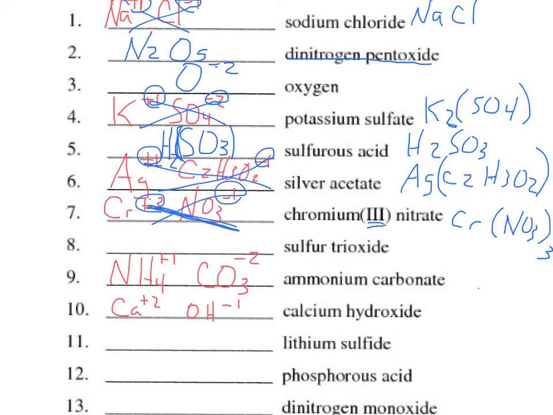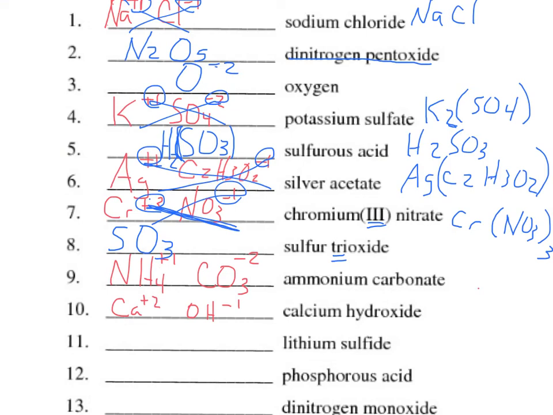Sulfur trioxide. Well, we're using those prefixes again. This must be a binary covalent compound where we have 2 nonmetals. So we write our S for sulfur, and then we got our oxygen, and we had that prefix for 3, so that's an SO3. Number 9, we have ammonium carbonate.